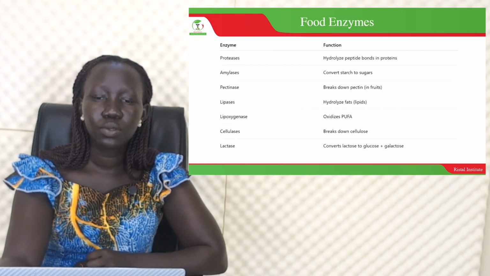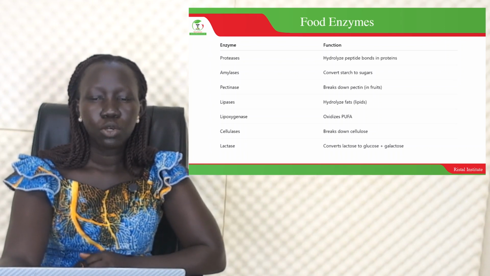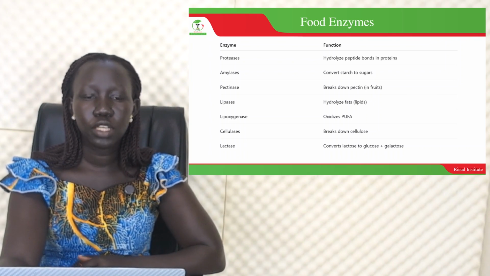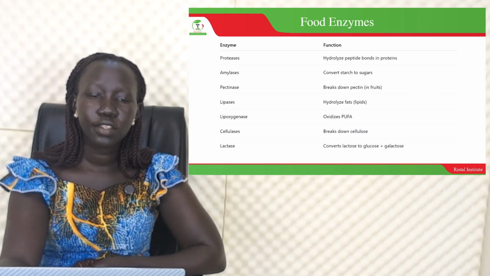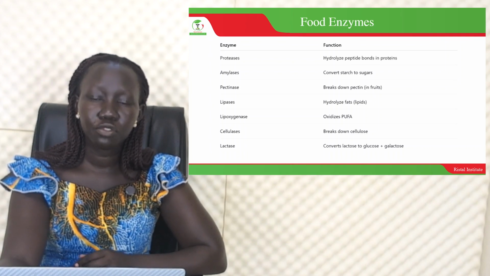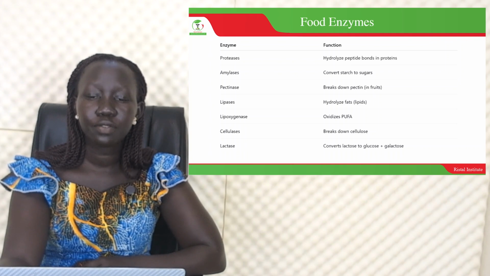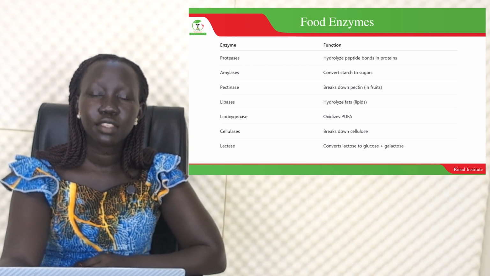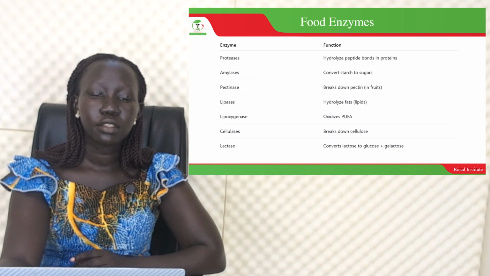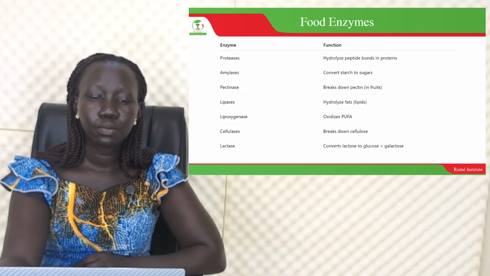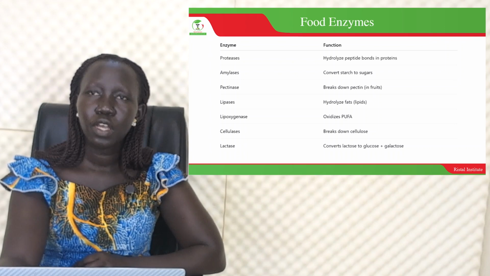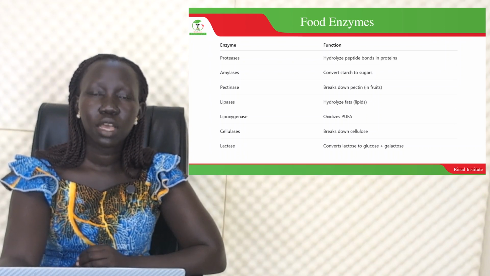Here are some food enzymes and their functions in the body or in food processes. Proteases hydrolyze peptide bonds in proteins. Amylases convert starch to sugars. Pectinase breaks down pectin in fruits. Lipases hydrolyze fats. Lipoxygenase oxidizes polyunsaturated fatty acids. Cellulases break down cellulose. And lactase converts lactose to glucose and galactose. Each of these enzymes will be used specifically according to the kind of reaction you desire, or the kind of food product you desire to create.